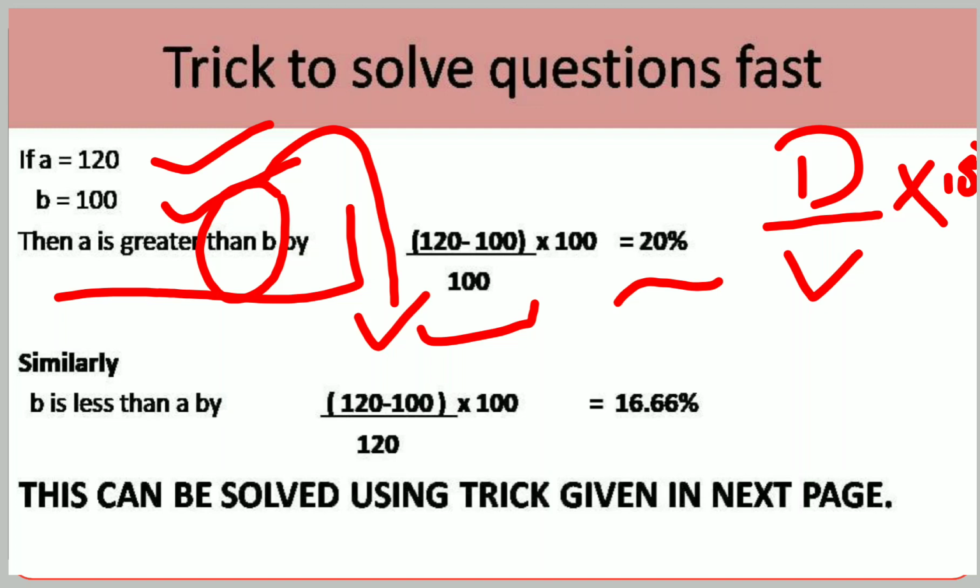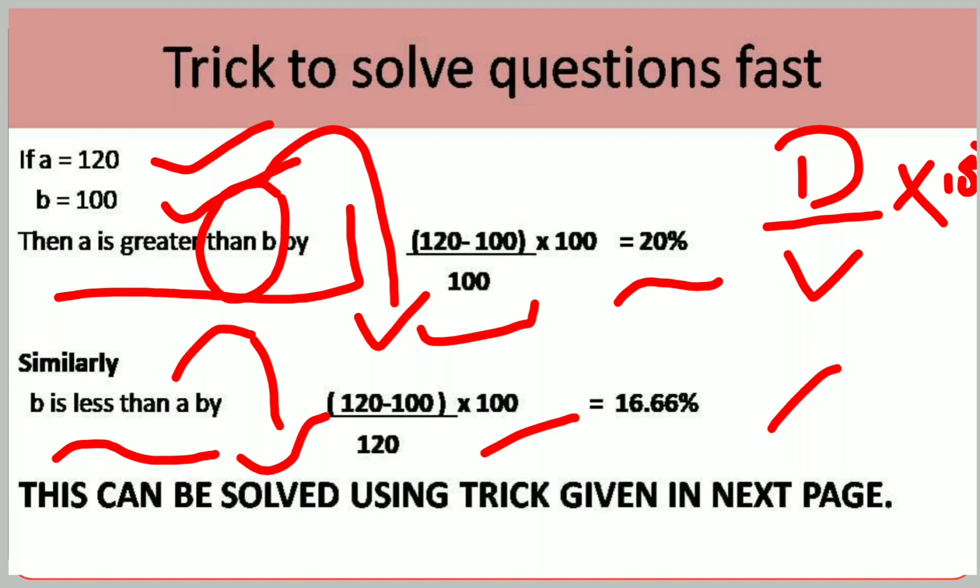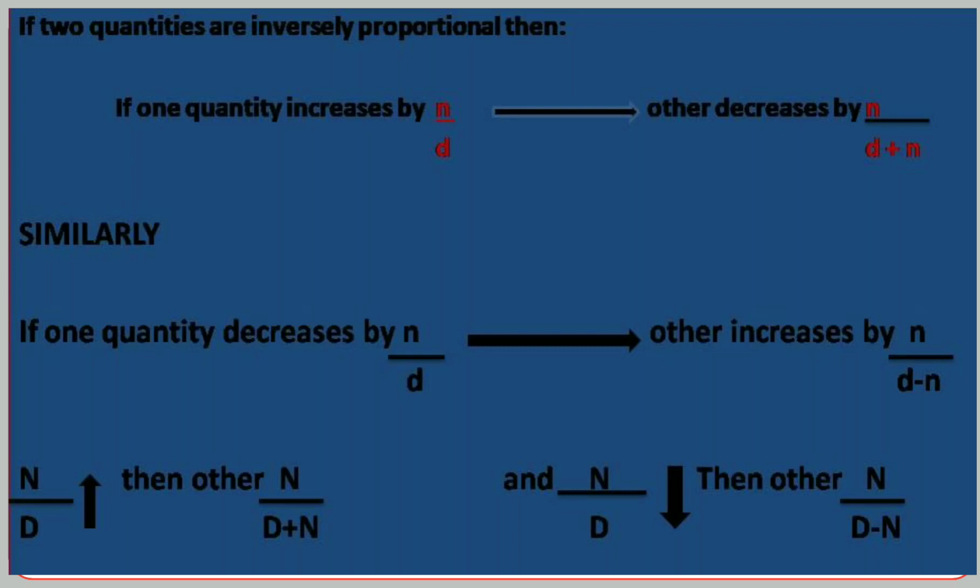And similarly, if the question is asked, B is less than A by what percentage, then since A is given, we have to write 120 in the denominator. Difference upon 120 into 100 is equal to 16.66%. So this can be solved using the trick given on the next page very easily. See, this is the shortcut.